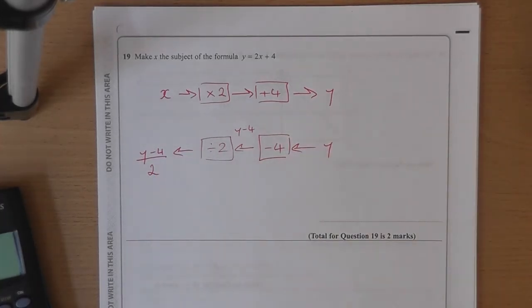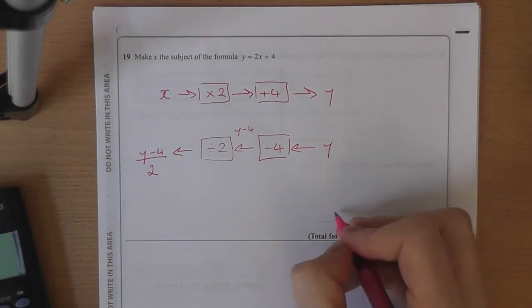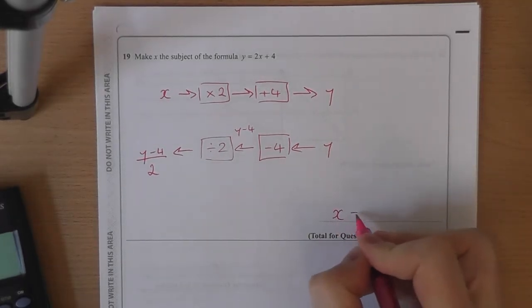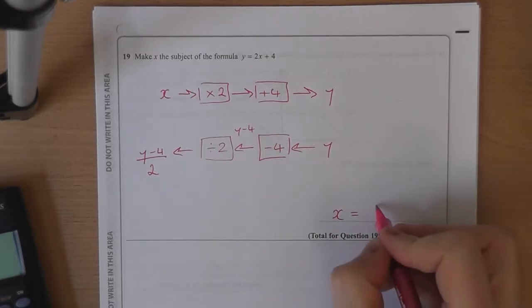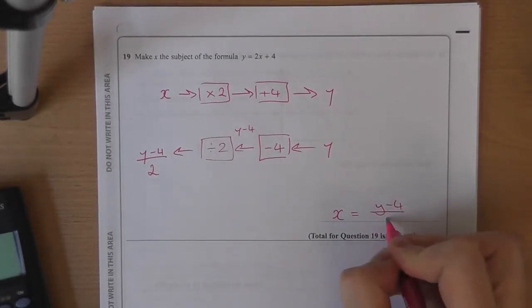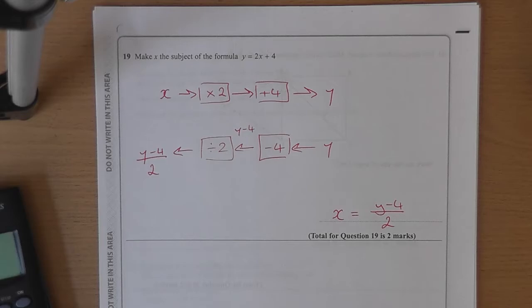That's the output we get when we reverse the formula, which means it must be the same as the x that went in. So our rearranged formula with x as the subject is x equals y minus 4 all divided by 2.